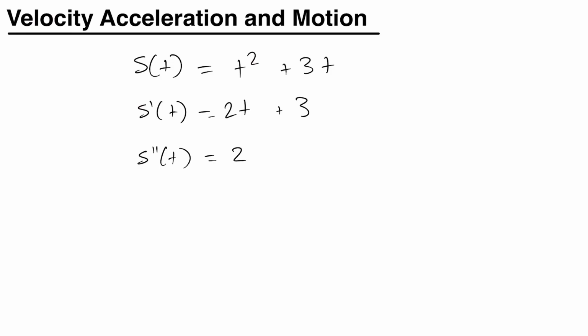So if I were to say at t is equal to 2, what is our velocity? Well, when t is equal to 2, we can go s prime of 2 is equal to 2 times 2 plus 3. And so that would mean that our velocity is equal to 7 units per second, for example. And then our acceleration is just going to stay 2 because that's our acceleration.